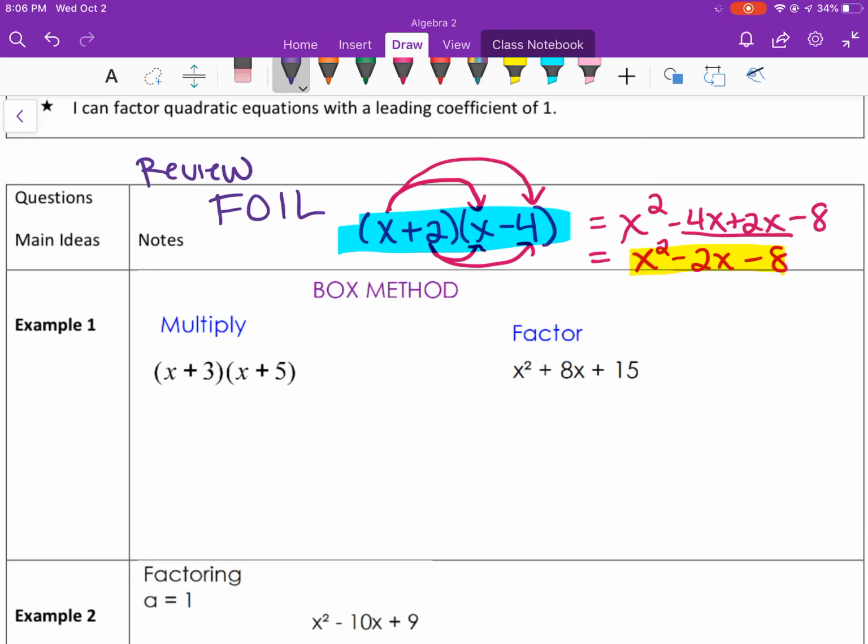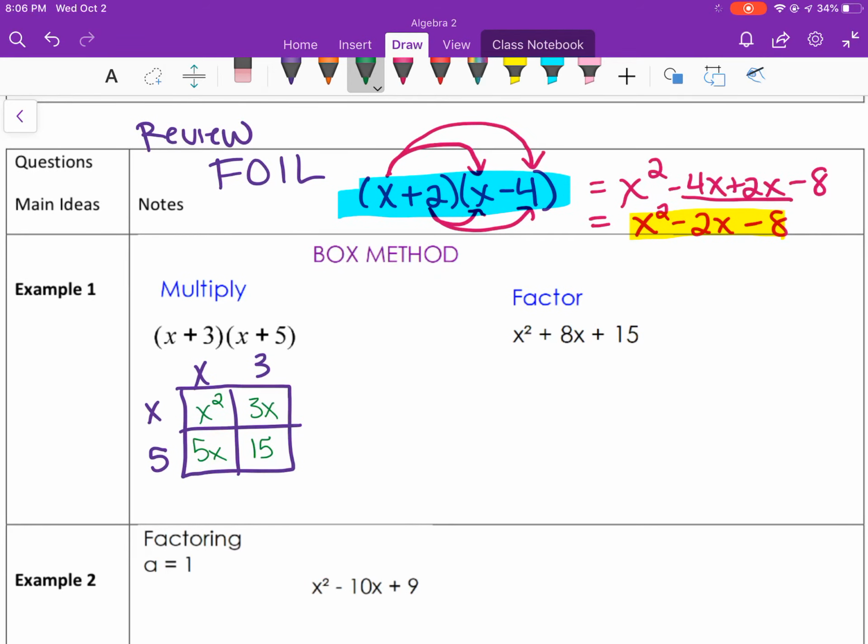This is 2 terms times 2 terms. So you make a 2 by 2 box. It's kind of similar to lattice multiplication, but you do like x times x and 3 and x and 5. So it's x plus 3 and x plus 5, so it's a positive 3 and a positive 5. Then you multiply rows by columns like this. So x times x is x squared, x times 3 is 3x, x times 5 is 5x, 5 times 3 is 15. Then you combine your like terms, you get x squared plus 8x plus 15. And so that is multiplying with the box.